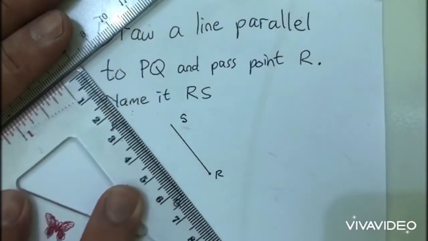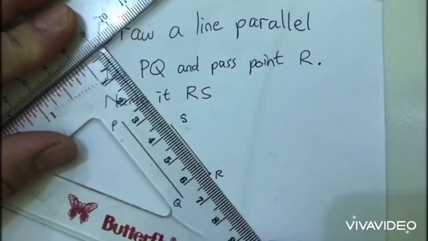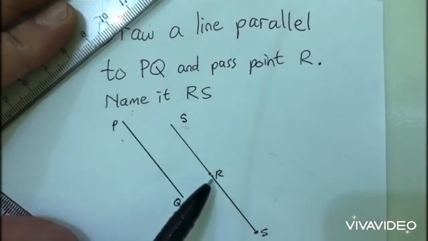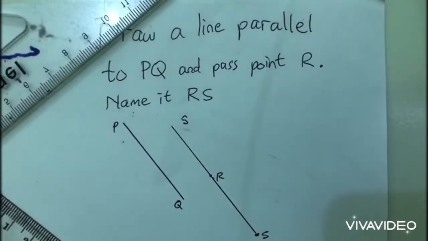I have RS. Actually, we can draw the RS over here, it's okay. So the S is here. You choose whether RS will be like that or like this. Okay, you can repeat this video.